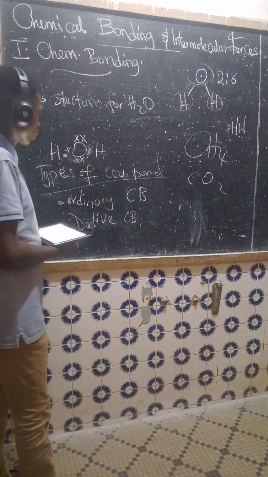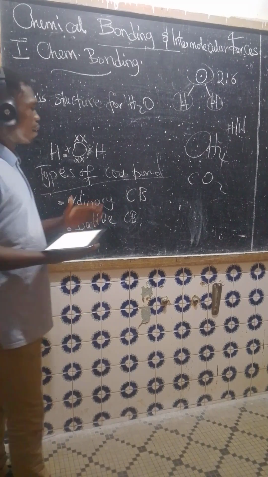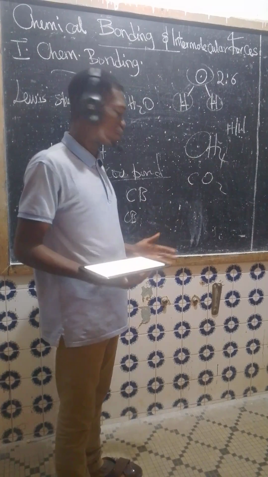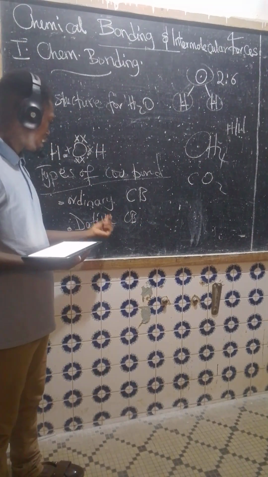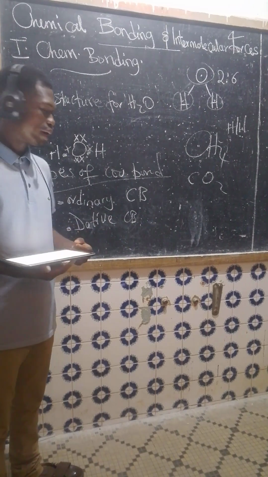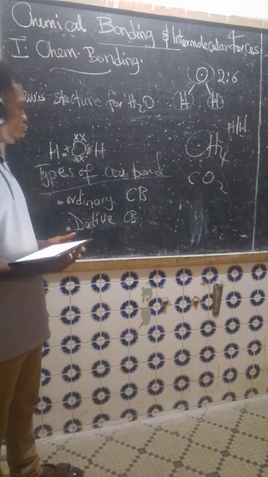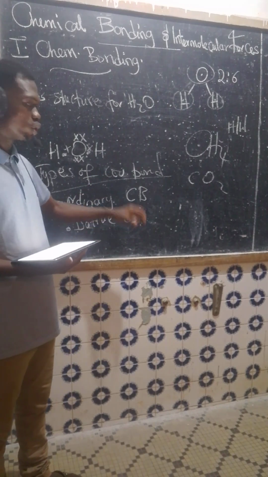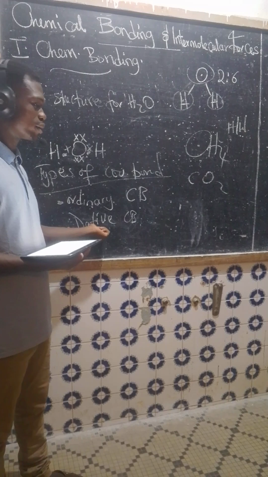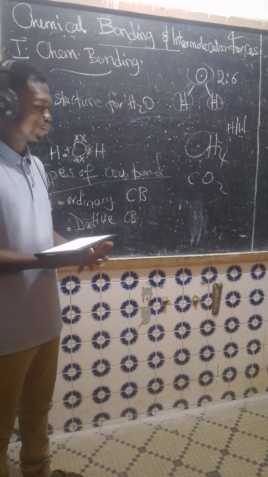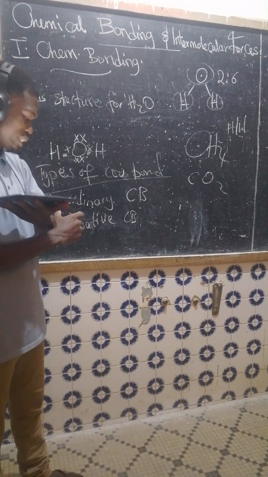Now, dative covalent bond is so simple. There is sharing of valence electrons, but where are these valence electrons coming from? The valence electrons being shared are not coming from both atoms. Either one atom contributes more to the shared pair, or a single atom comes with the electron pair and the other comes empty, then they share. It constitutes a dative covalent bond.